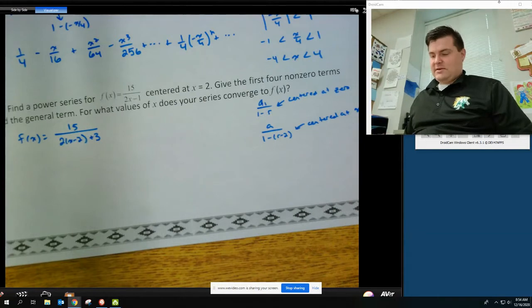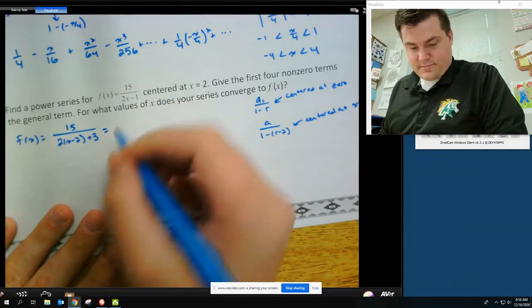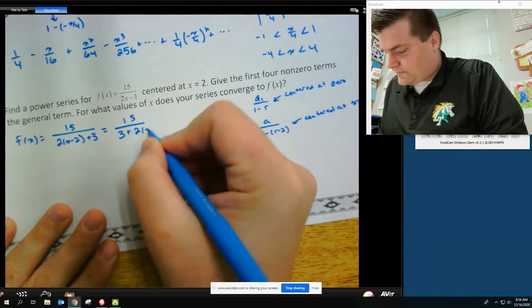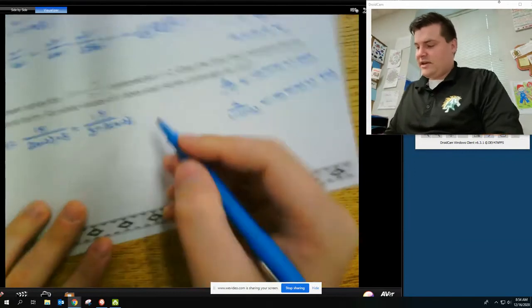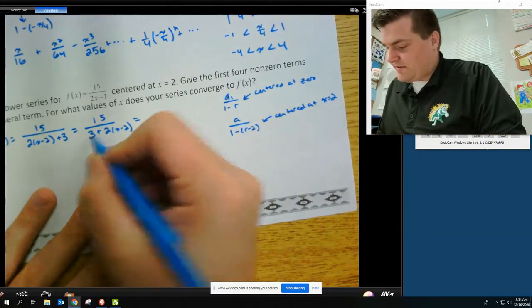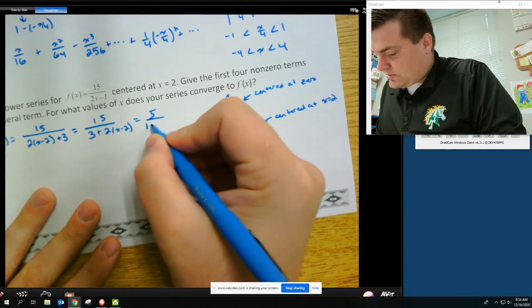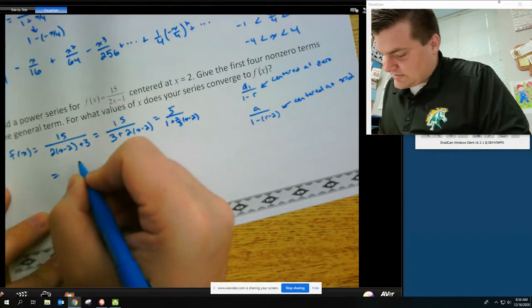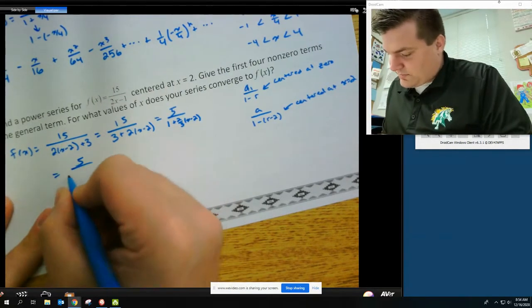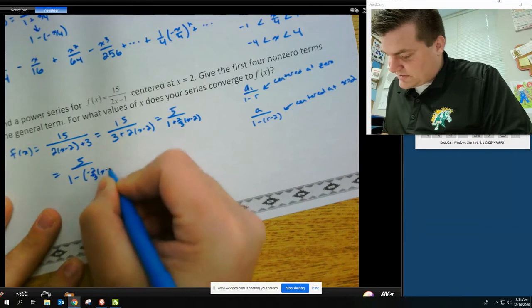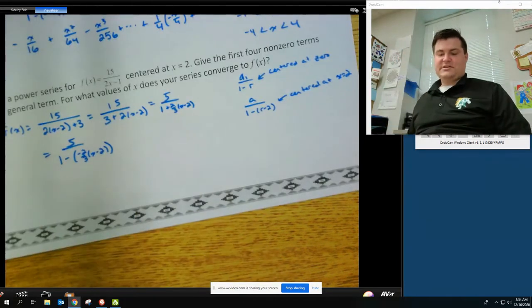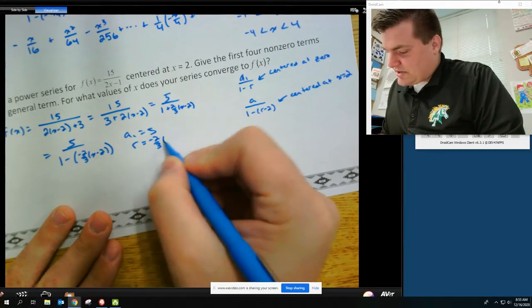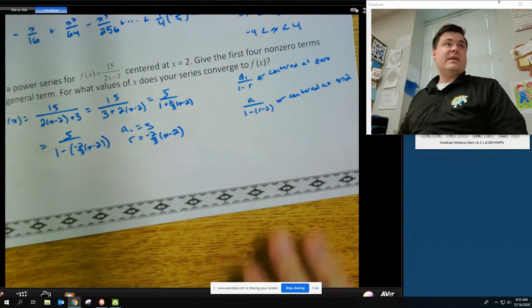Okay? So now I'm going to get 15. Let's do a little bit of a rewrite here. I'm going to make this into a 1, so divide everything by 3. So 2/3 times x minus 2. So this is going to be the same thing as 5 over 1 minus negative 2/3 times x minus 2. And now this is geometric, where my a sub 1 is 5 and my r is negative 2/3 times x minus 2. And now I'm good to go.